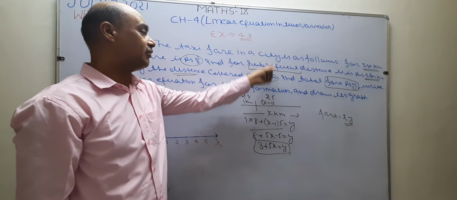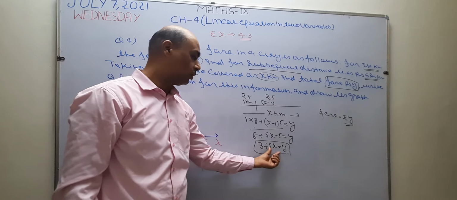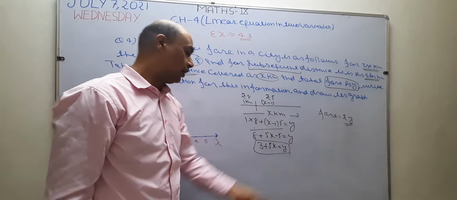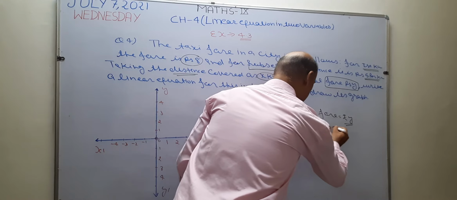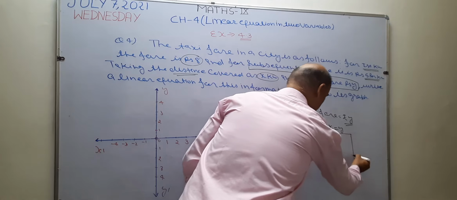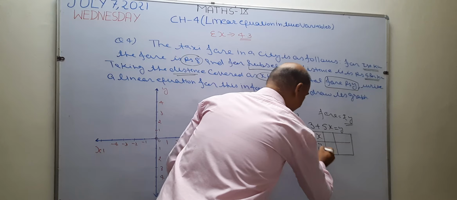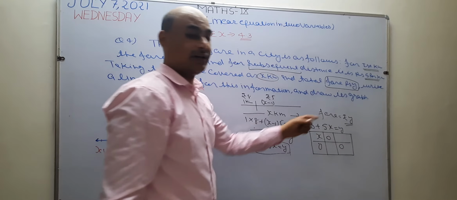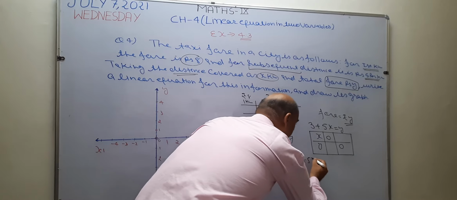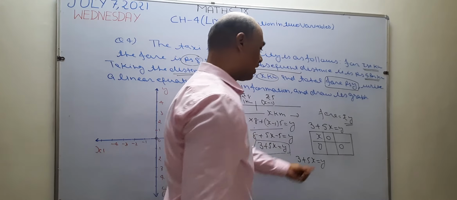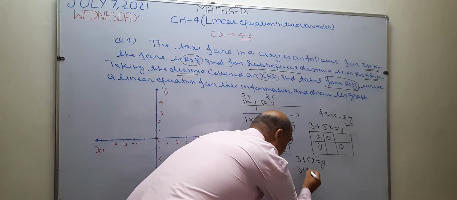Now I have converted the given situation into an equation. Now we have to draw the graph of this equation also. It means we have to draw the table. Now I am going to make the table of this equation. I write 3 plus 5x equal to y. Again I am going to use the 0, 0 method. A minimum of two values is required to make the graph. So I take x as 0 one time, and y as 0 another time. Write down the given equation again: 3 plus 5x equal to y. The first time I want to take x as 0, so I write the value 0.